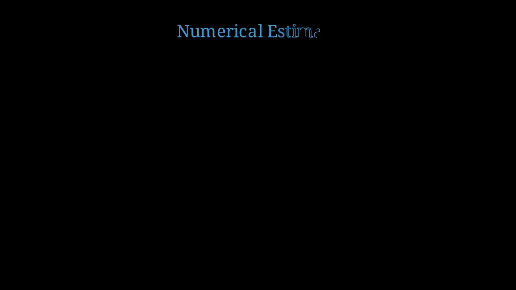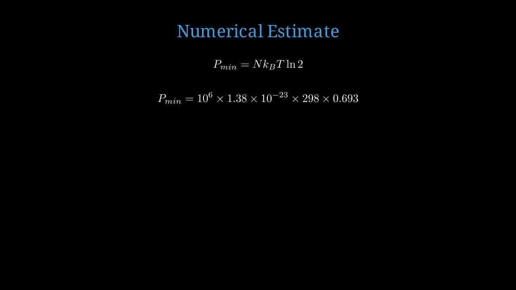Let's do a numerical estimate. Suppose we sort 1 million particles per second. The minimum power dissipated is n times k_B T ln 2, where n is the particle rate. That's 1 million times 1.38 times 10^-23 times 298 times 0.693. This gives about 2.85 femtowatts. That's incredibly tiny, but it's the fundamental lower bound.